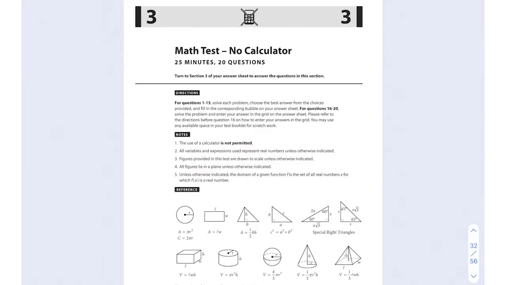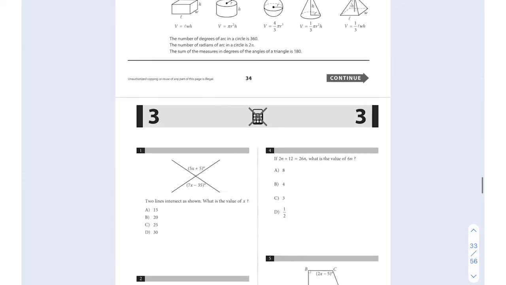Hi, this is Chris with Sanderson Test Prep, and we are taking a look at the May 2021 SAT. This is section 3, the No Calculator Math section, and let's go ahead and dive into these questions.